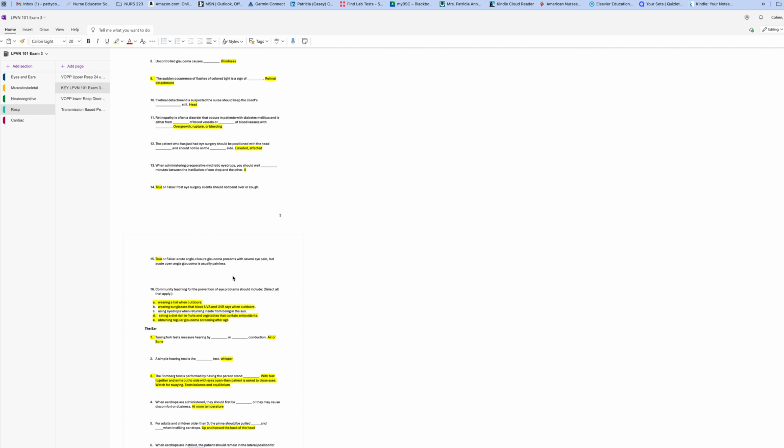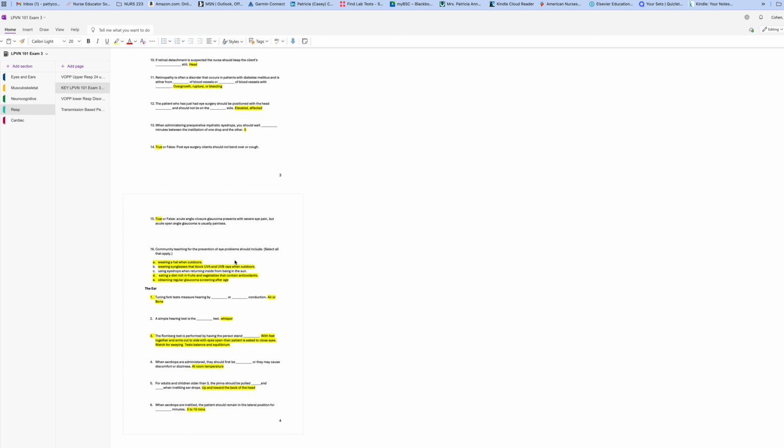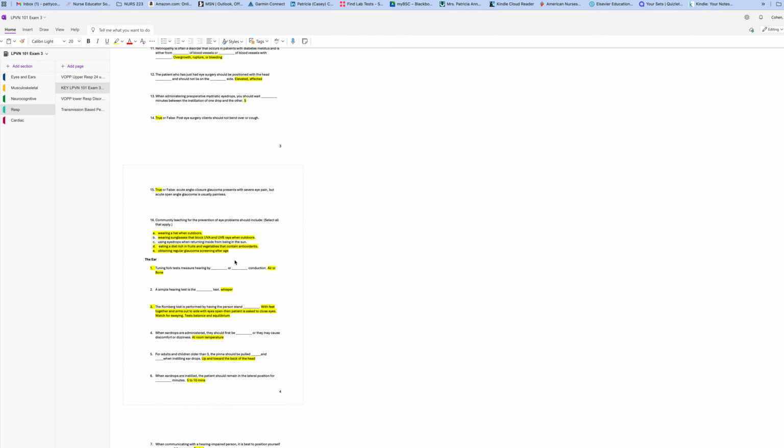That is true. Acute angle closure presents with severe pain, but acute open angle is usually okay without pain. That is very true. Okay. Community teaching for prevention of eye problems. Okay, you can look through that.